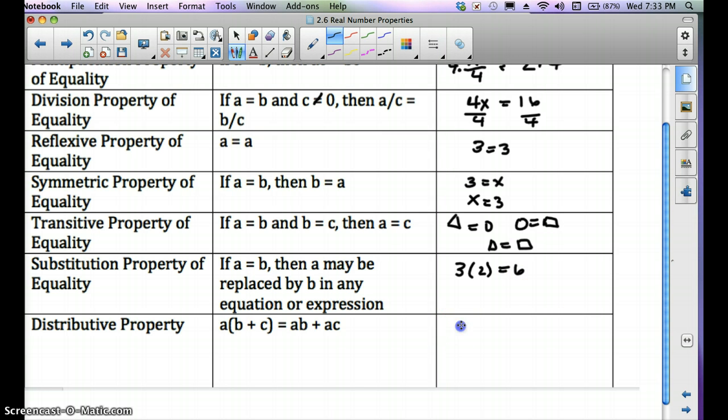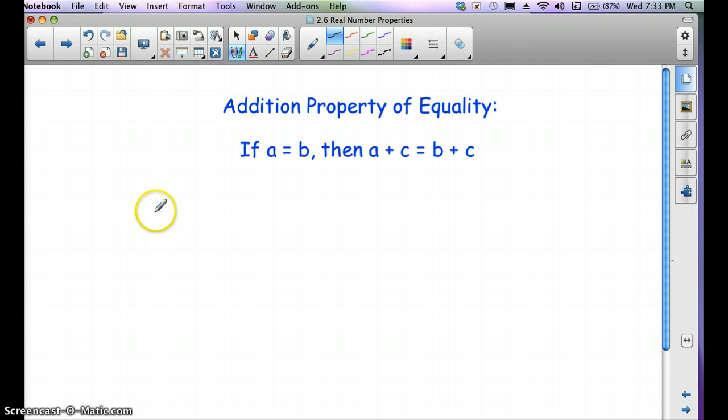And then the distributive property: if we had 3 times the quantity x plus 2, it would equal, if we distributed, 3 times x plus 3 times 2. And one property that's not on here that we need to add to the list is the addition property of equality. We can add a value to both sides, so if we had x minus 2 equals 5, we could add 2 to both sides, and that would still be legal. So those are the properties of equality.